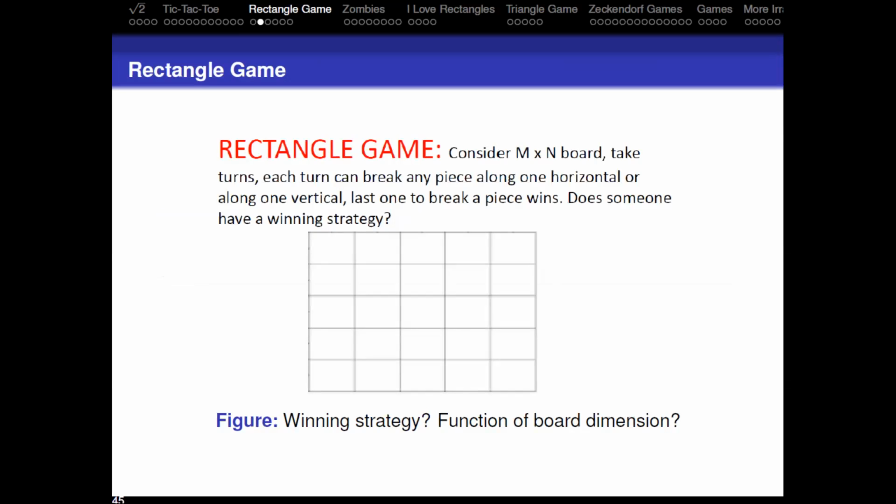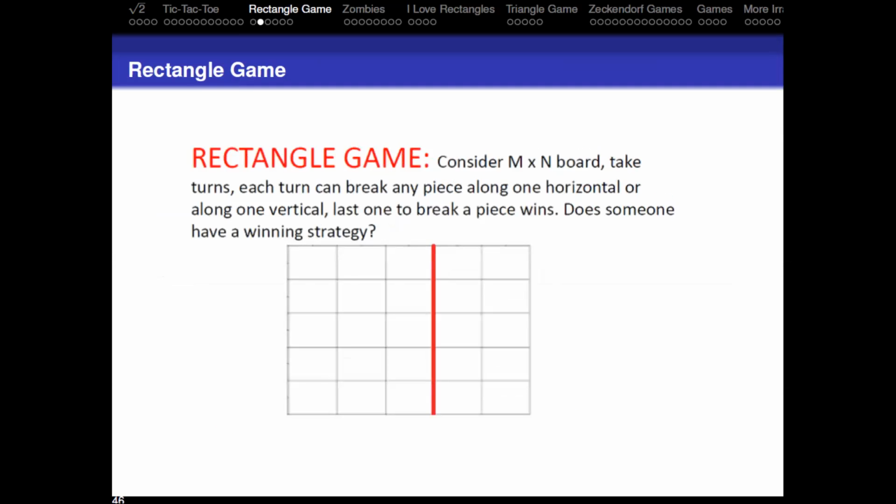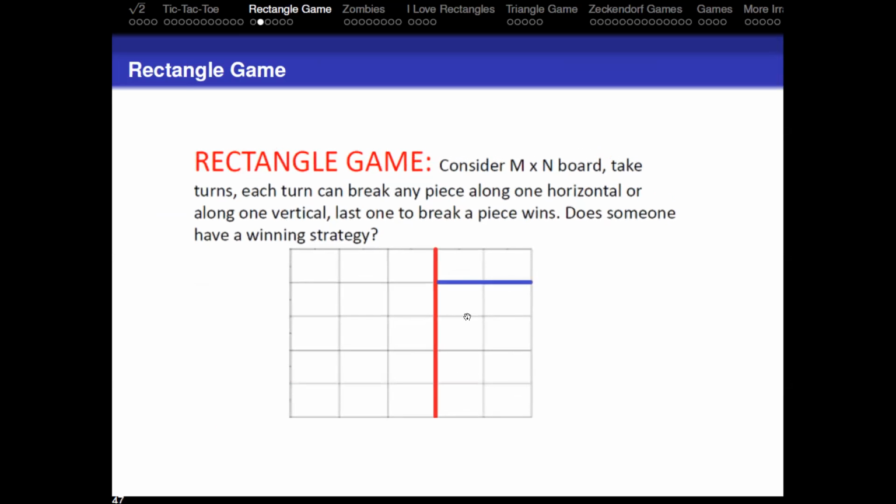So consider an n by n board, and on each turn, we're going to alternate turns. You break any piece along one horizontal or one vertical, and the last one to break wins. Does someone have a winning strategy, a way to guarantee that they win, and what is it? So for example, on my opening move, maybe I come all the way down here. And then on your turn, you choose to cut over here. You have to stop cutting as soon as you get to a cut line.